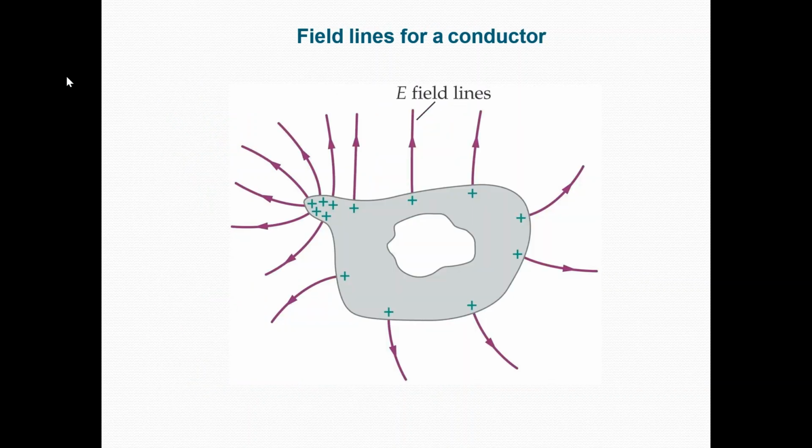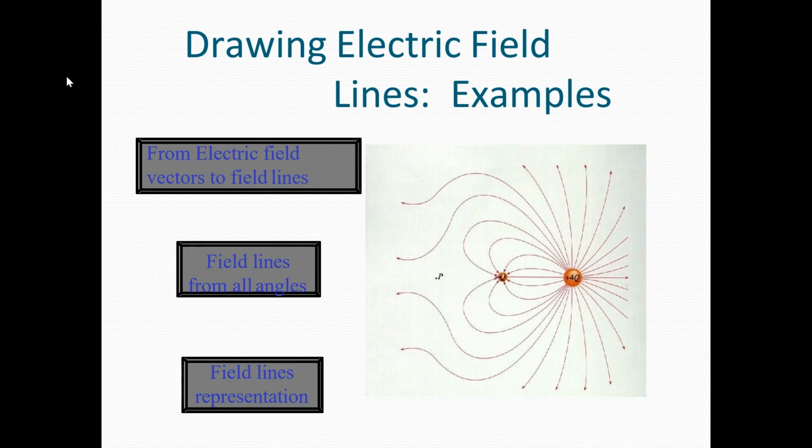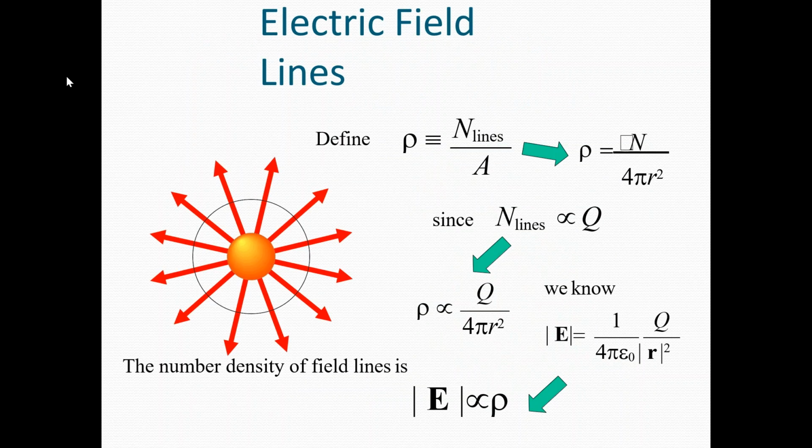Field lines for a conductor depend upon the charge distributed over the conductor. Field lines move outward for positive charge or towards the conductor for negative charge, based on the positive or negative charge of the conductor. Drawing electric field lines, for example, from the electric field vectors to the field lines from all angles: field lines are represented from the positive charge to the negative charge.